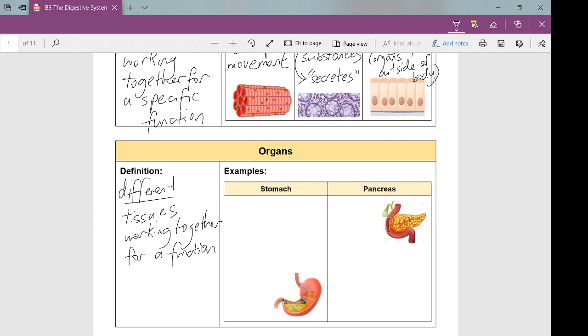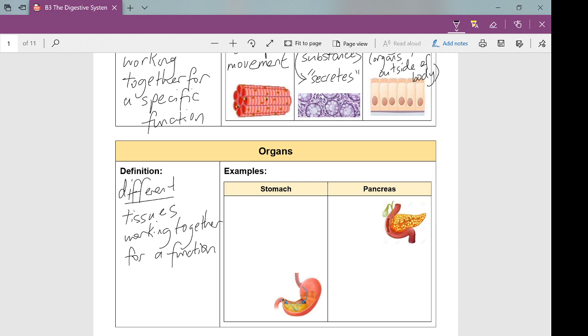That's what that reads. Notice I said different, because if you have muscle tissue with some more muscle tissue and some more muscle tissue, well, it's just a bigger amount of muscle tissue. It's not an organ yet. So when you have different types of tissues working together, only then do you get an organ.